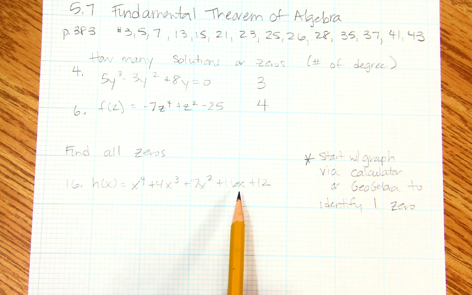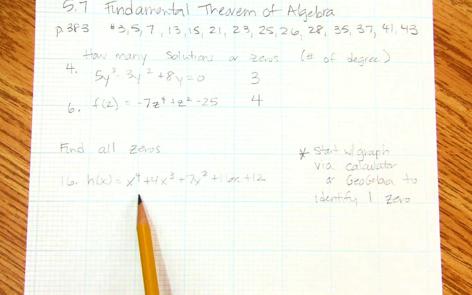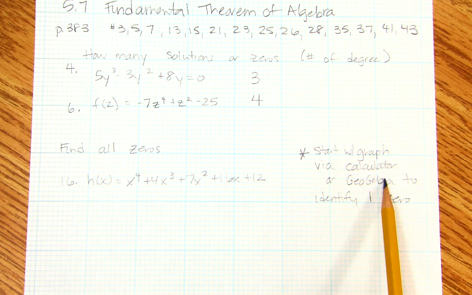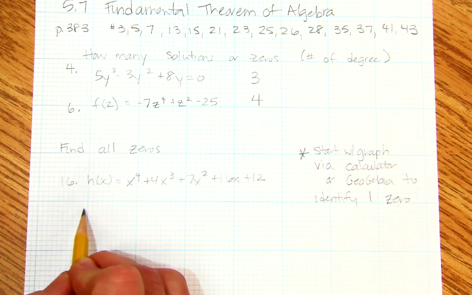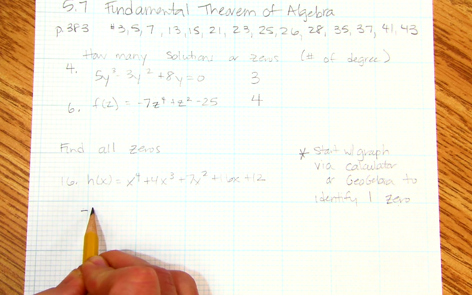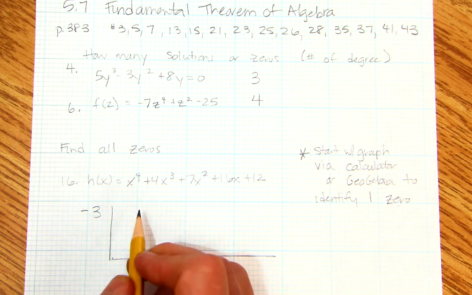This is a little bit repetitive from 5.6, but we're going ahead and keep doing it. Practice will improve our skills. Again, we don't know where to start, so I'm going to say use your graphing calculator or GeoGebra and identify 1 zero. And when I graphed this, I found out that it looked like -3 was a 0.